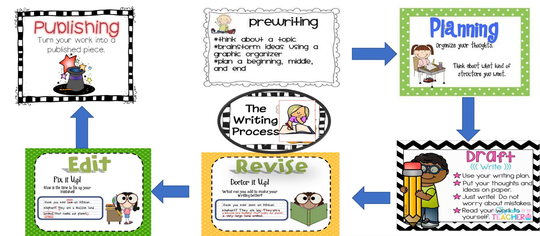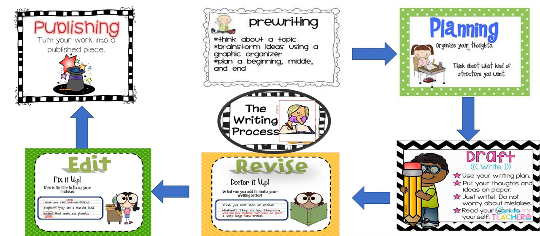Second step is the planning. Okay, now that I have my ideas, I have to organize them. I have to think about what kind of structure you want. For example, what did I do first? What happened first? Or what is my story about? I have to write that at the beginning. Then I have to say what happened after, and what happened next, and what happened then, and what happened last. So I have to plan and organize my thoughts.